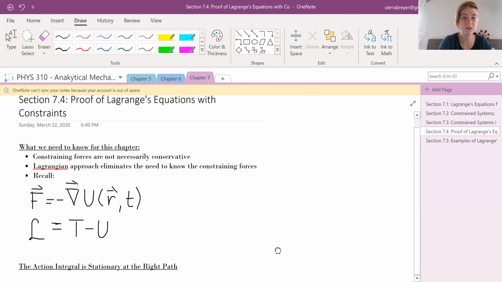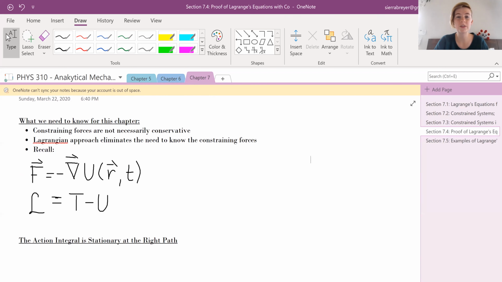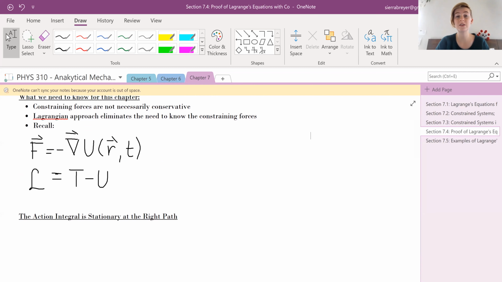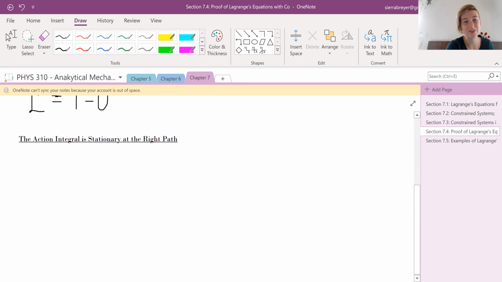Okay, so the thing you need to know for this chapter is that constraining forces are not necessarily conservative. They do not depend on position only. They can depend on a lot of things. And then the Lagrange approach eliminates the need to know these constraining forces. That's what this chapter is going through and proving, because in some cases you do need to know them, like how will they affect my system? And Lagrange is like, I don't need them. And so we're just going to go into that.